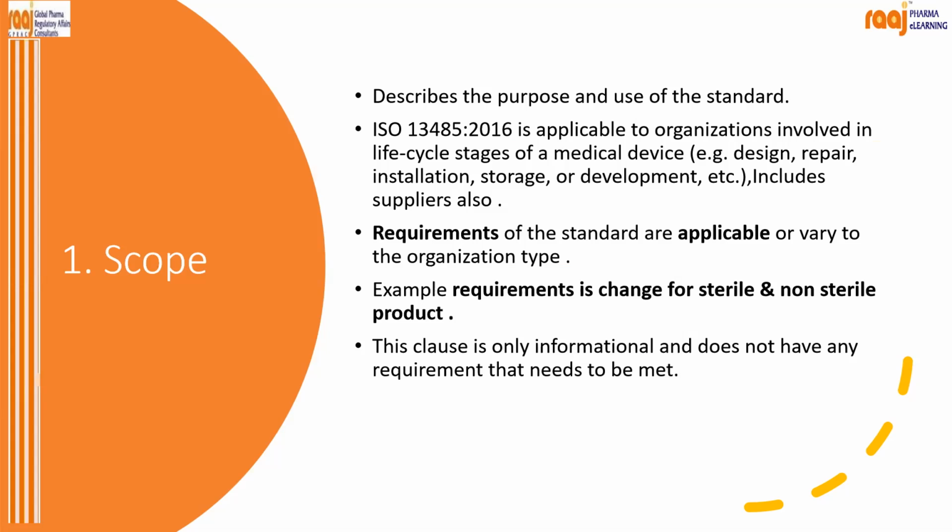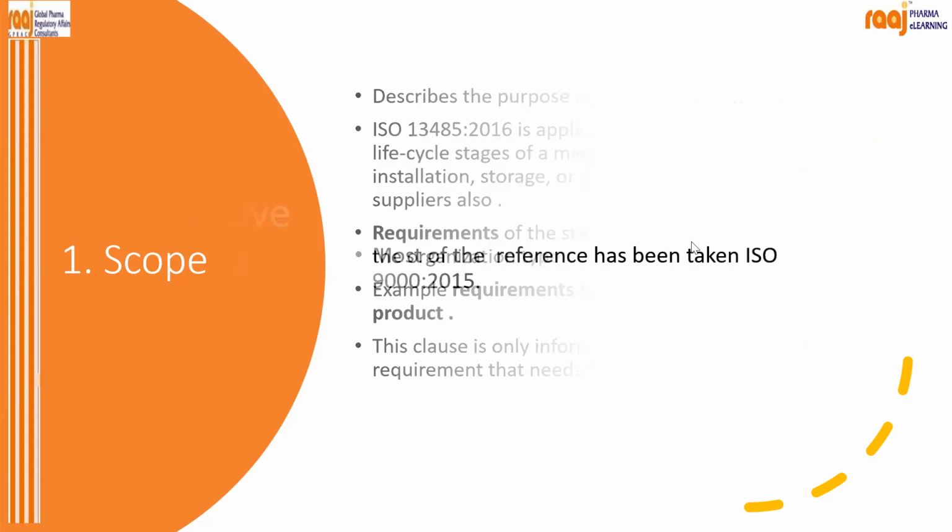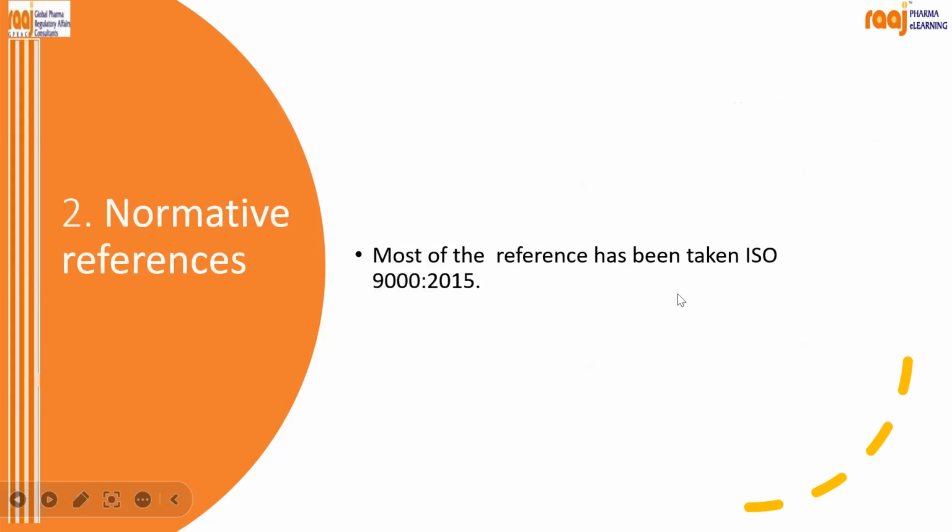For example, a requirement changes for sterile or non-sterile product. And this clause is only informational and does not have any requirement that needs to be met. So when we talk about normative references, you will see most of the references have been taken from ISO 9001:2015.